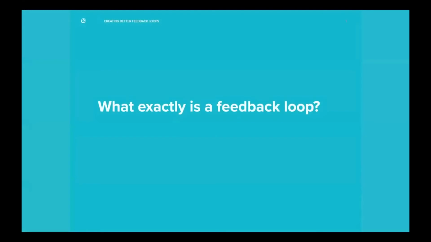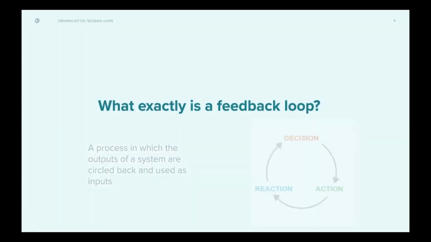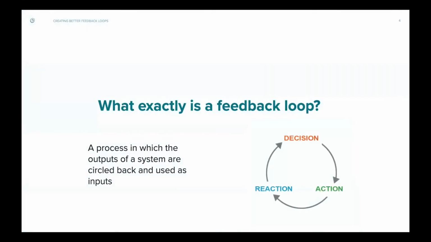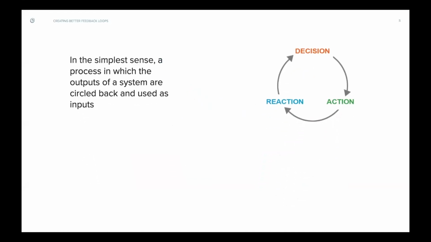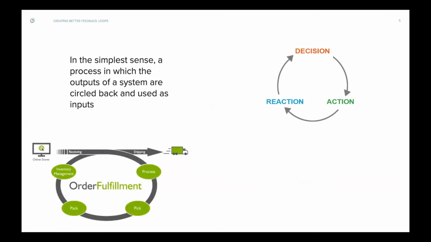So without further ado, what exactly is a feedback loop? Why should you care? Quite simply, it's a process in which the outputs of a system are circled back and used as inputs. So what are some examples? Well, you might see something like placing an order on Amazon.